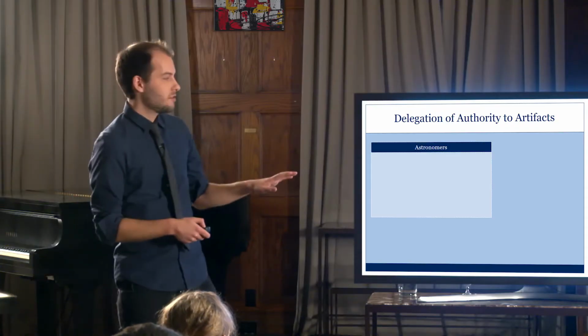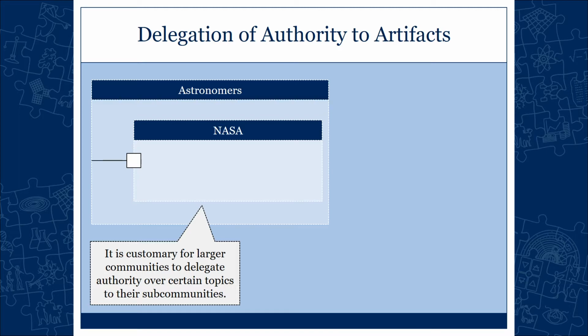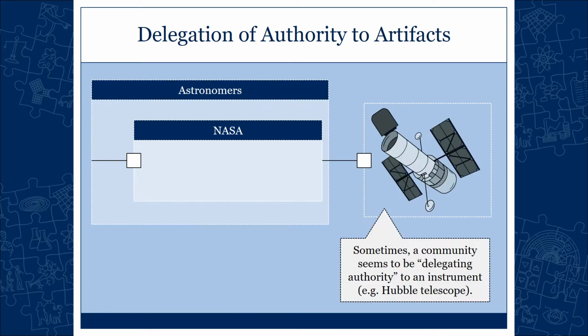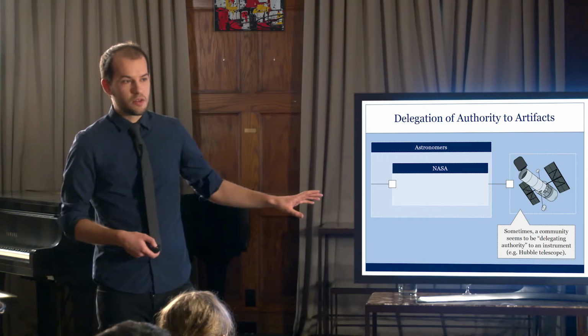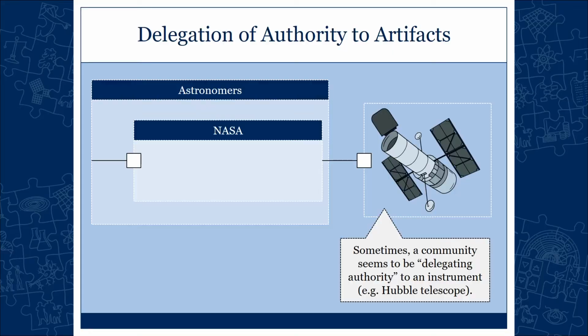Let's take, for example, a community of astronomers. Within this community, they have sub-communities, specific research teams and research centers. Let's say you had a sub-community like the research team at NASA. It's customary for astronomers to delegate a certain type of authority to NASA over certain specific astronomical questions. There's a next step, which is that NASA themselves will delegate authority to, let's say, the Hubble telescope, or to another instrument like the Curiosity rover on Mars right now. So sometimes we have this kind of delegation of authority to an instrument.